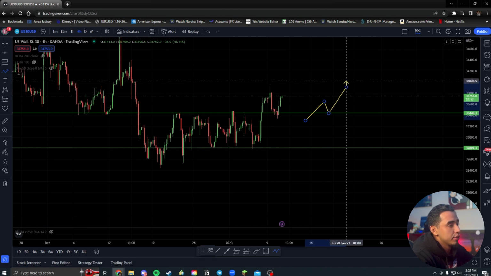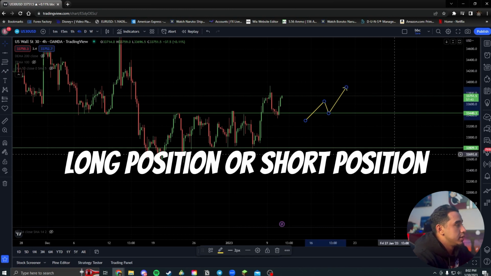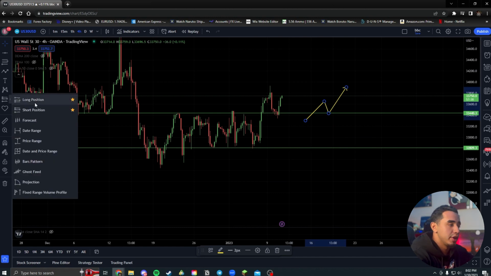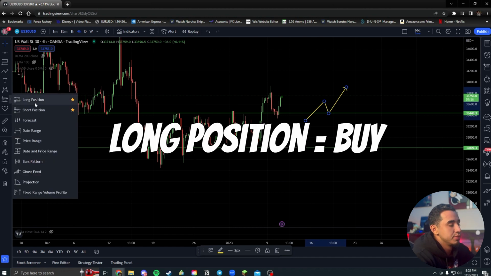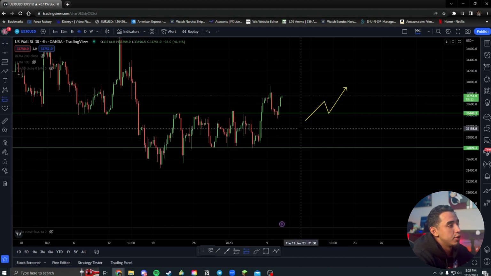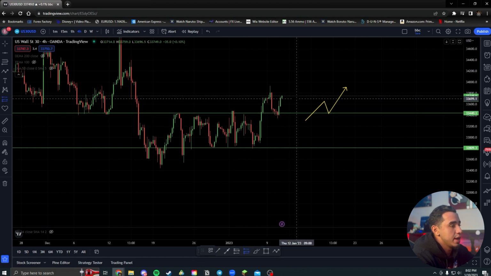So another little tool that I like to add just to make it more clear for people is using a long position or a short position, depending if you're going for a buy or a sell. Now, long position just means you're going in for a buy. This helps a lot with creating your risk reward ratio. So I already knew that once I broke out of this structure, I'd be looking for buys, as I sent it out in the chat.